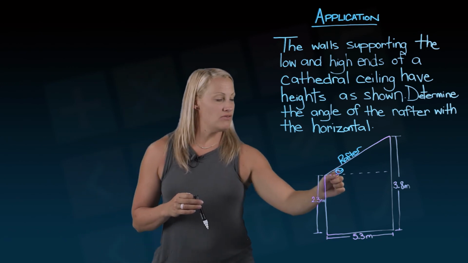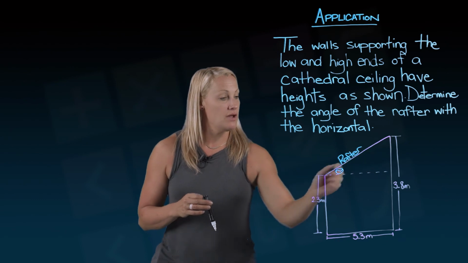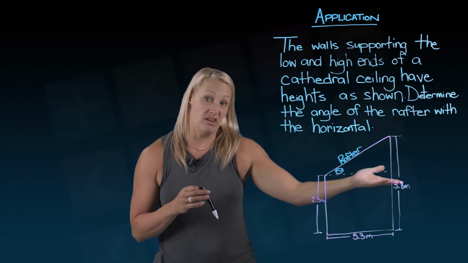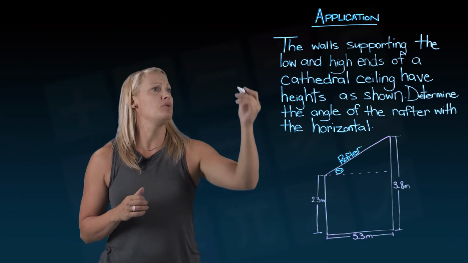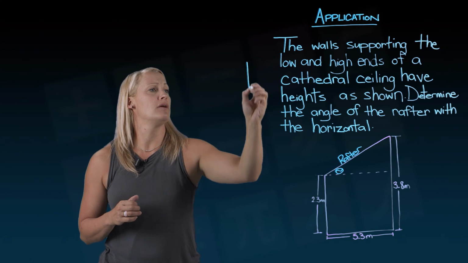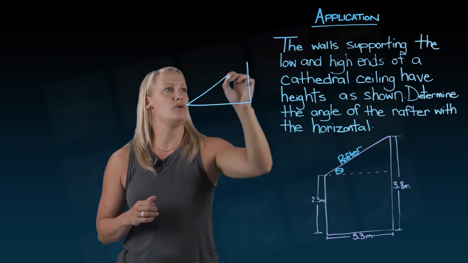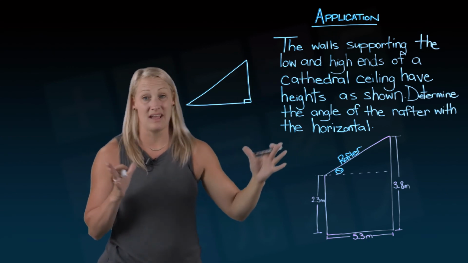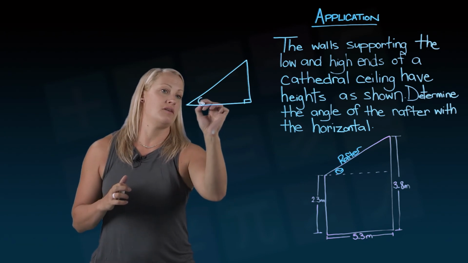Determine the angle of the rafter with the horizontal. So this angled piece right here is the rafter, and the horizontal would be where the rafter ends if you drew a horizontal line. That's the angle we're looking for. So let's just quickly pull that triangle out. Never a bad idea. Diagrams are always a good thing. They help you clearly see what you need to do, and help other people looking at your work understand it more clearly. Okay, so we are looking for this angle.